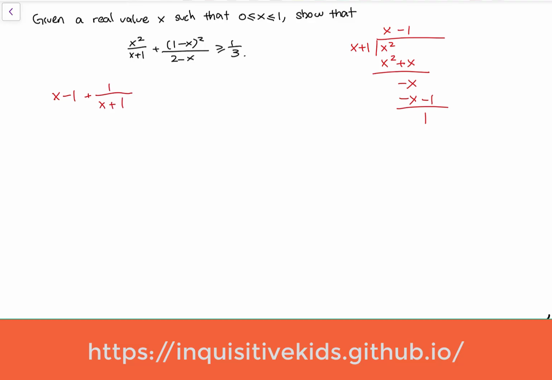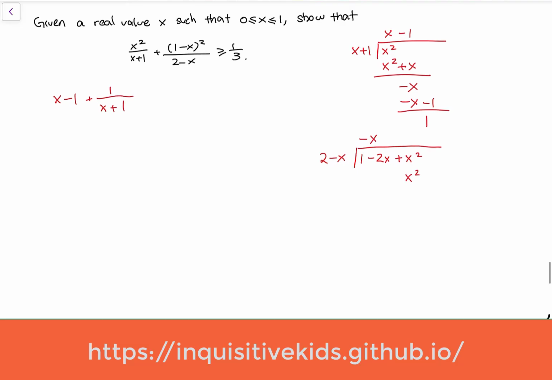Now let's do the same for the second term. In order to perform long division on polynomials, we have to make sure the numerator is completely expanded. So we have 1 minus 2x plus x squared, divided by 2 minus x. We first start from the highest degree and then go downwards. We have negative x. This would give us x squared minus 2x. When we subtract, we have 1.